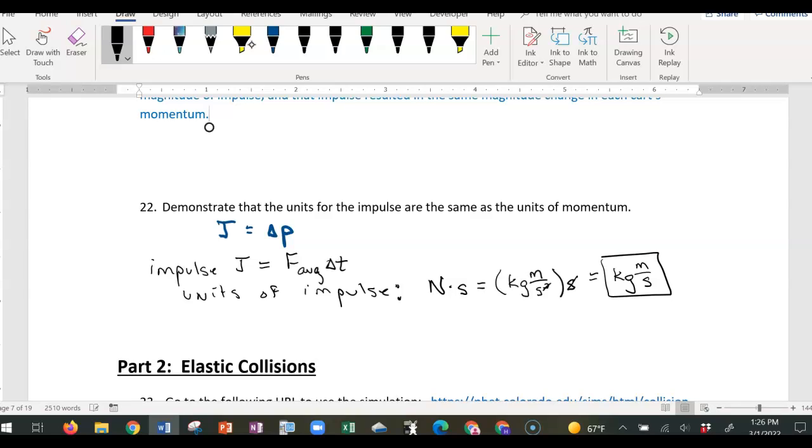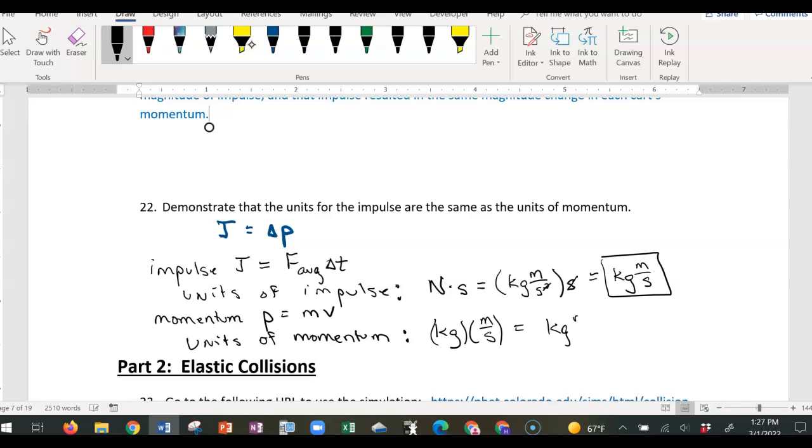Okay? And then the momentum equals the mass times the velocity. So the units of momentum would be the unit of mass, which is kilogram, times the unit of velocity, which is meter per second. Oh, well, that's just kilogram meter per second. So they are the same, the units of impulse and the units of momentum. Okay.